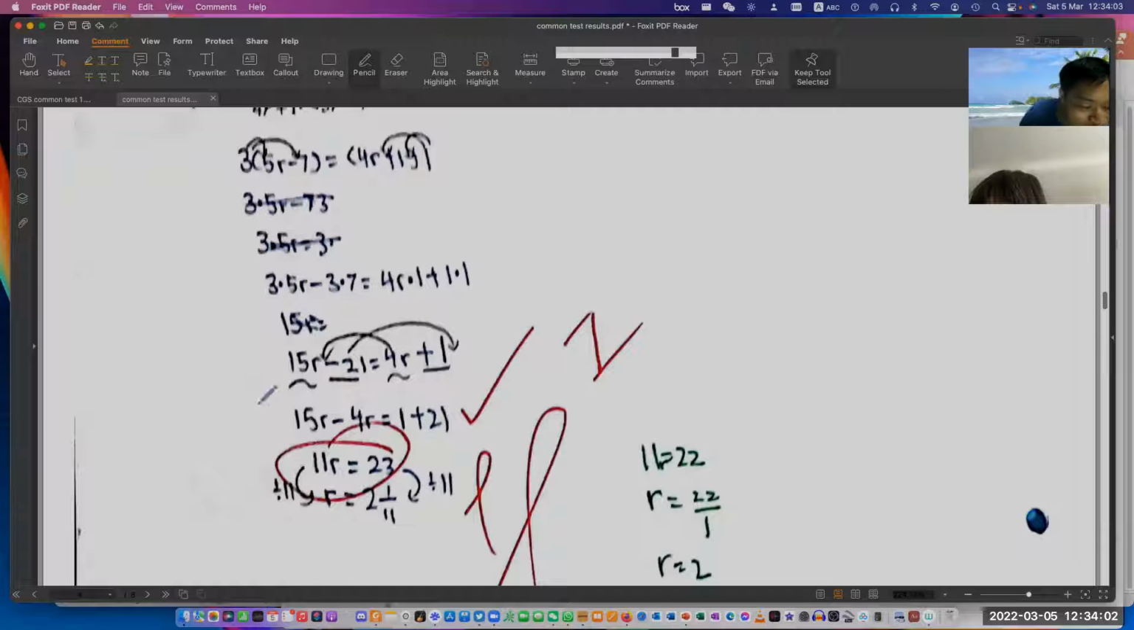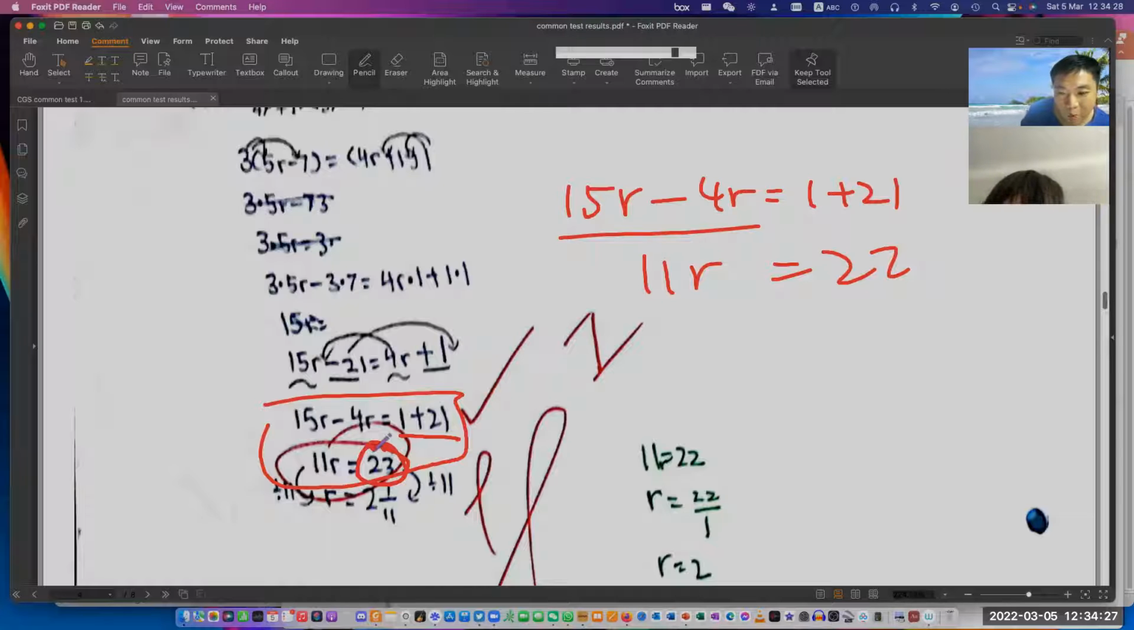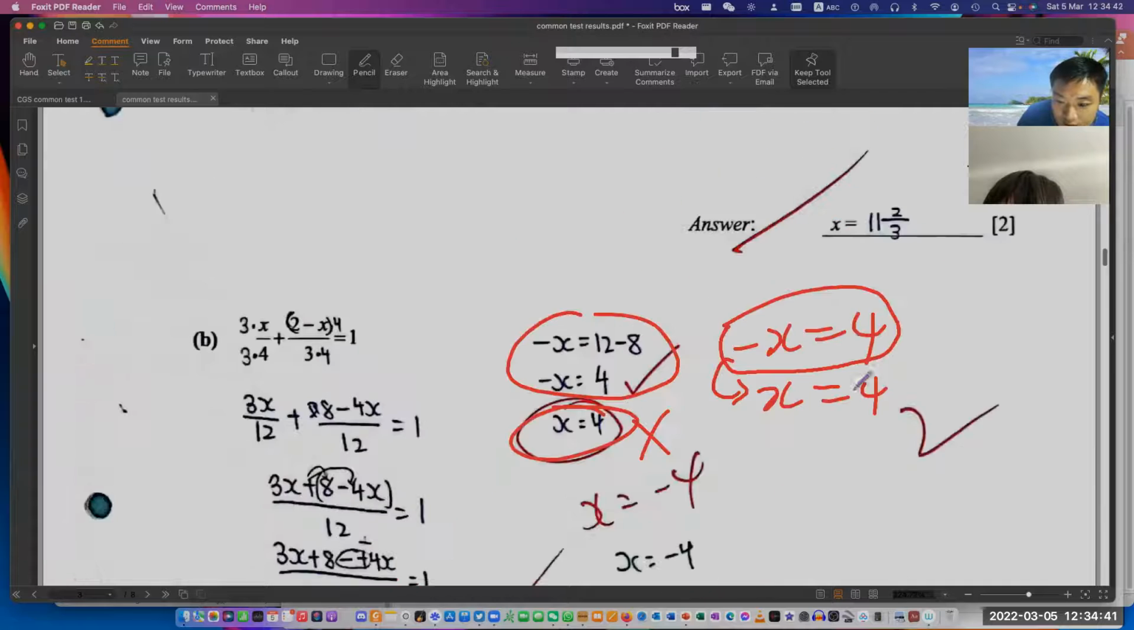This one is also another tragic one. So let me just continue. 15r minus 4r is equal to 1 plus 21. So she got it right, 11r. So 1 plus 21 is 22. You see, 23. 1 plus 21 is 23, according to her. I asked her, are you allowed to use calculator? She said yes. I don't know why. So how many self-inflicted errors so far? 3. So she could have gotten at least plus 3. So 23 plus 3 is 26 already.